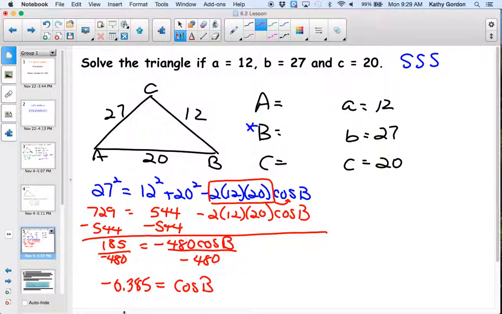Alright, so at this point now, when you take the inverse cosine, we're going to get an obtuse angle because this negative answer means we're in the second quadrant. First quadrant's positive, second quadrant's negative for cosines. Right? So the inverse cosine here ends up giving us this obtuse angle of, what was it, 112 point, make it 7?